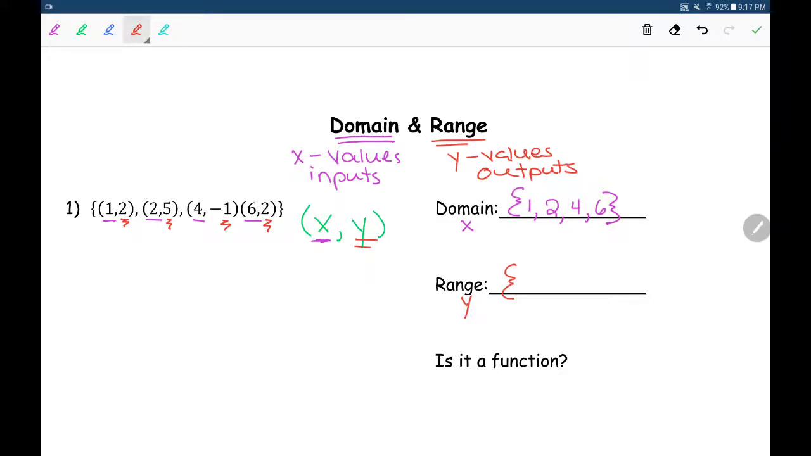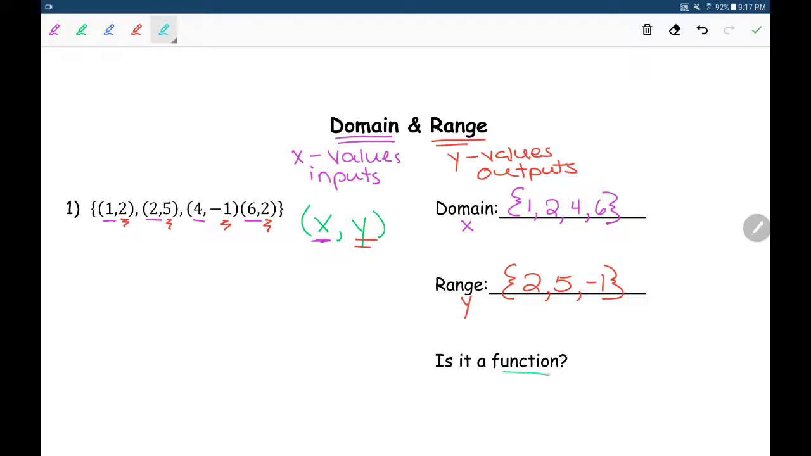So I can write those down in a set. So 2, 5, -1, oh, and 2 again. So I'm not going to list it again, just those 3 numbers. So then we've got to answer the question, is it a function?